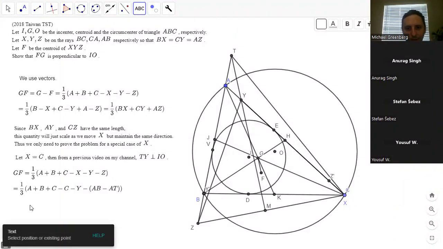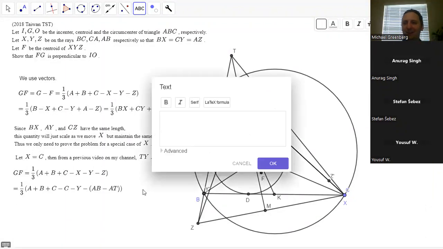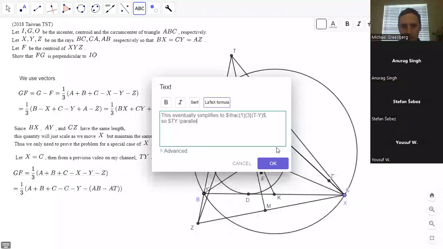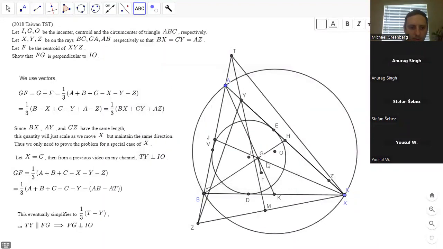So we use that. Do you guys want me to finish the calculation or just say this simplifies to a third T minus Y? Simplifies, of course. Okay. So TY is parallel to FG, and that means that FG is perpendicular to IO. All right, let's move on to the next one.